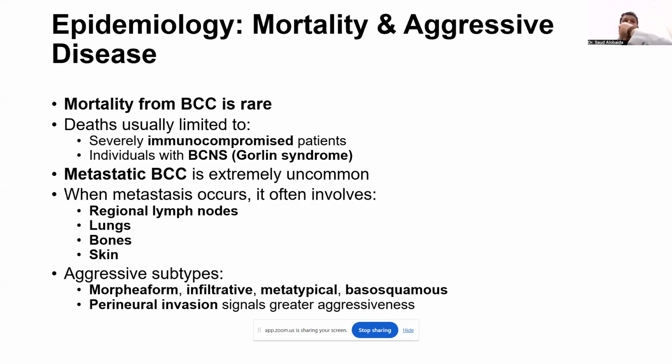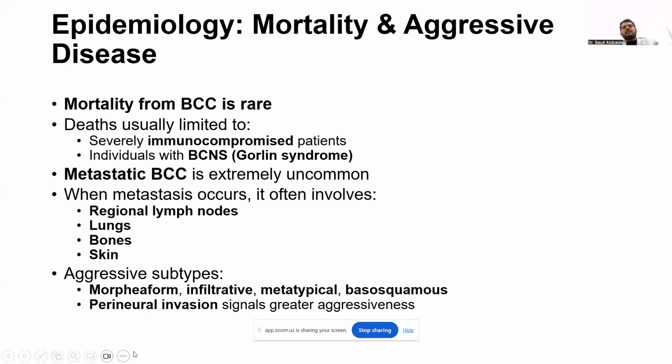Mortality from it is very rare. When death happens, usually in an immune compromised or patients that are syndromic, like Gorlin syndrome. Metastasis is rare, but it can occur, usually regionally to lymph nodes, lung, bone, skin, so in other areas of skin. Then how do you know a metastatic BCC from a primary BCC, or a metastatic melanoma from a primary melanoma? One thing is, on pathology, you'll see it dermal usually, and it's like a circle compared to something attached to the epidermis.